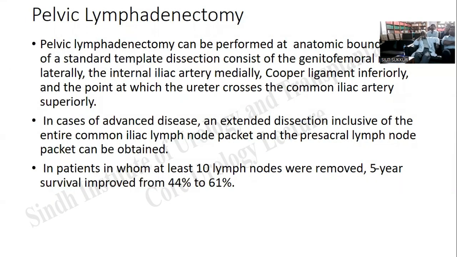Pelvic lymphadenectomy. The pelvic lymphadenectomy can be performed at the anatomic boundaries of a standard template dissection. It consists of the genitofemoral nerve laterally, the internal iliac artery medially, Cooper's ligament inferiorly, and the point at which the ureter crosses the common iliac artery superiorly. In cases of advanced disease, an extended dissection inclusive of the entire common iliac lymph node packet and presacral lymph node packet can be obtained.